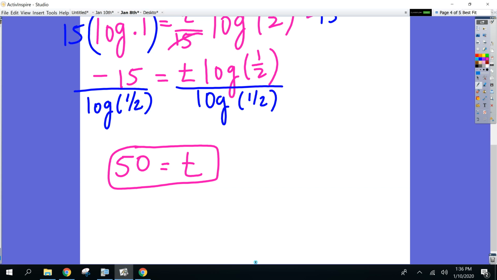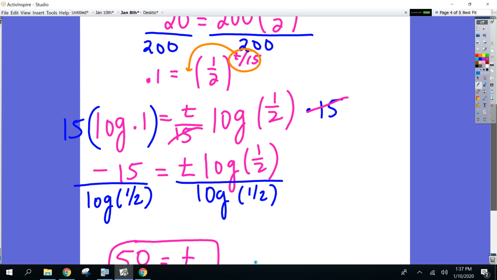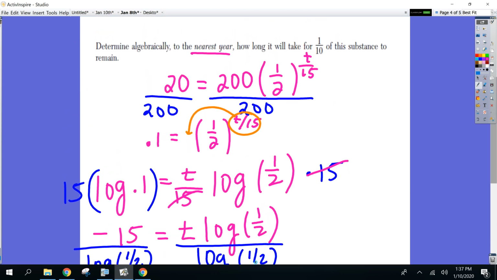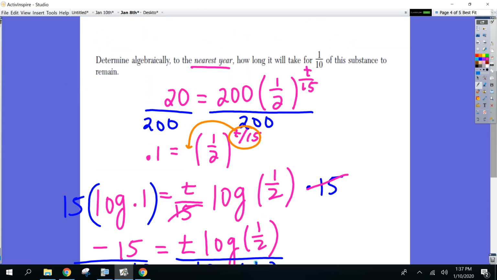And probably this is the only thing you're going to have to do with logs. I know it was an awful unit last year, but this is about it. Maybe graph one. All right, but that's about it. Use it to solve for an exponent. That's what you're going to have to do. Questions there? And you haven't seen the last of that, that's for sure.